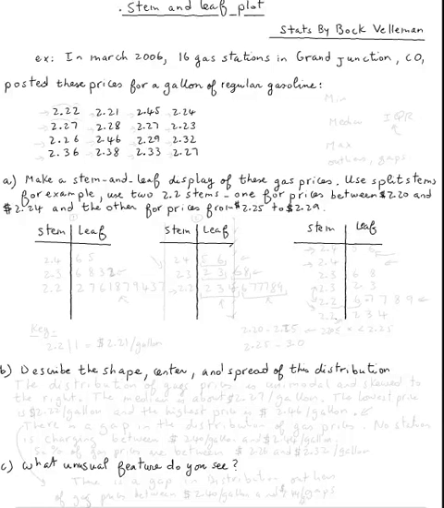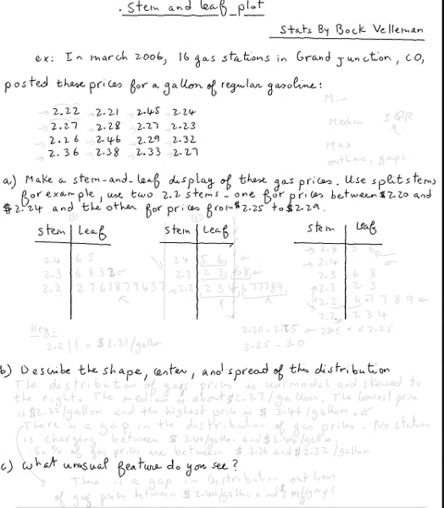The topic is creating stem and leaf plots. So let's do this example. In March 2006, 16 gas stations in Grand Junction posted these prices for a gallon of regular gasoline. And so for part A, we need to make a stem and leaf display of these gas prices. They want us to use split stems.